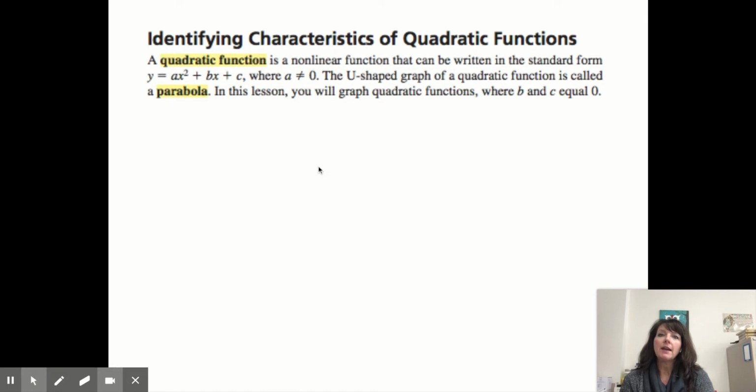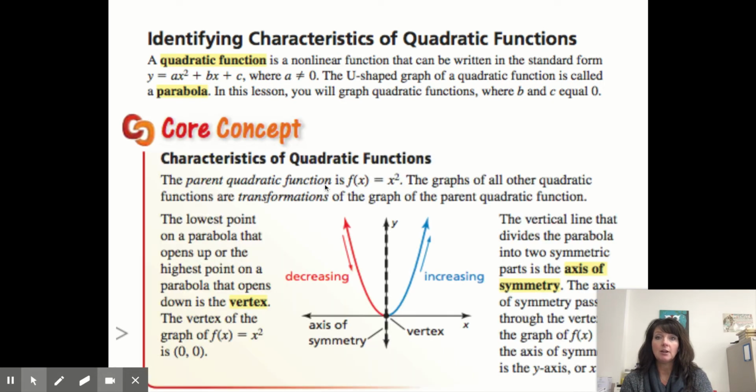First thing, identifying some characteristics of quadratic functions. When we're talking about our quadratic functions, we were used to seeing these as our polynomials, ax squared plus bx plus c. It's nonlinear. Standard form is our standard trinomial. A is not equal to 0. It's a U-shaped graph called a parabola. And we're going to start graphing them where b and c are both equal to 0, so we're just going to have that first term.